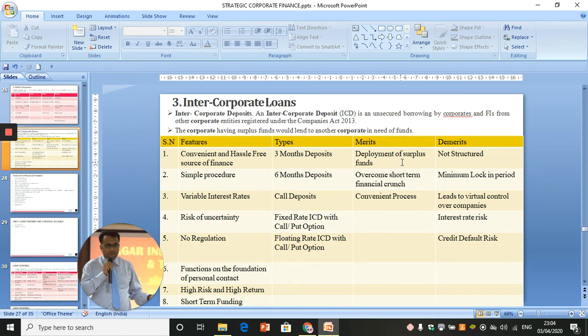The merits are deployment of surplus funds. So the company which was having surplus funds, anyways, it was wastage for them.